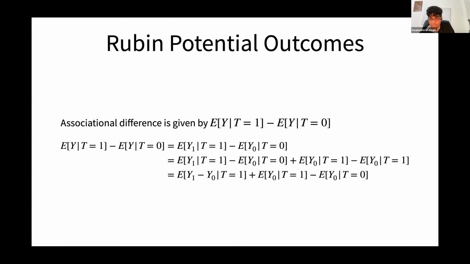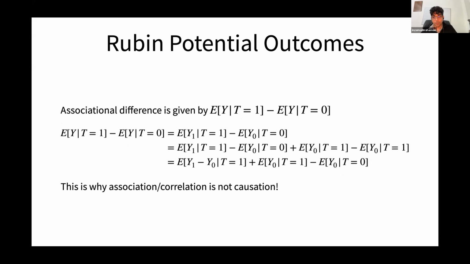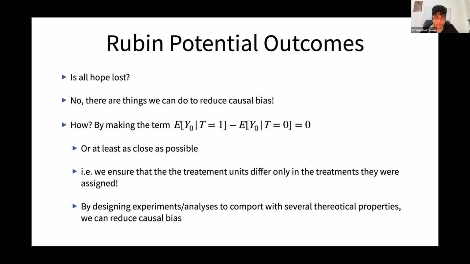It's because of this term here, which basically says that there's a risk that the two groups, the treated and the untreated, are different in their base level characteristics. This is the fundamental reason, at least under the Rubin causal model, why association is not causation, right?